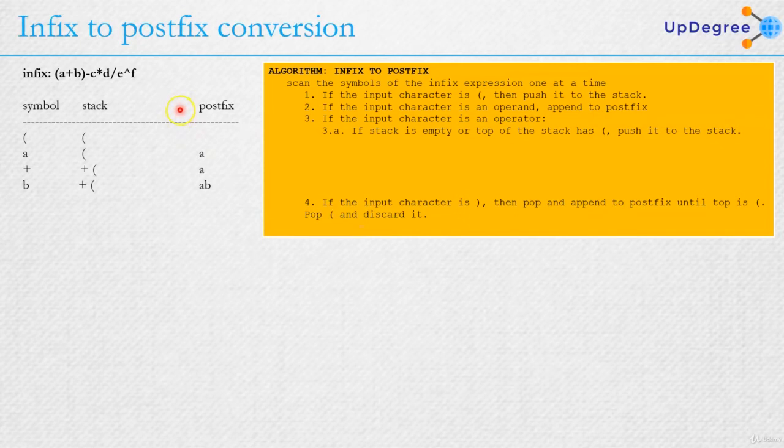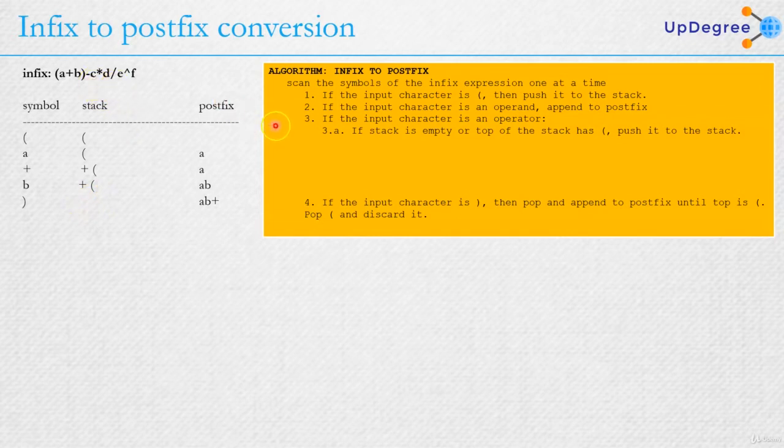Okay, so in this case, we are going to get the right parenthesis as the next symbol. We are going to pop the plus operator from the stack and we are going to append it to postfix. Then we will pop the left parenthesis also, but discard it, don't append it to the postfix. So that makes the stack empty. Okay, what is the next symbol?